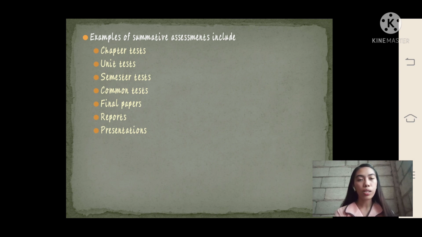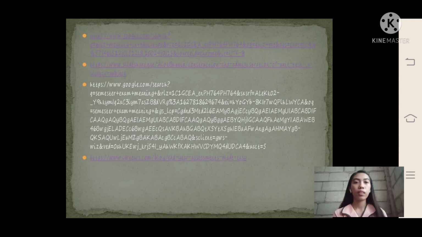So we go on semester test, which usually happens in colleges and universities. Semester tests are divided into two. Some of the schools are divided into two, which is the midterms and the finals. And then the common test includes the exams at the end of the grading, the final papers and reports and presentations. That ends our topic.